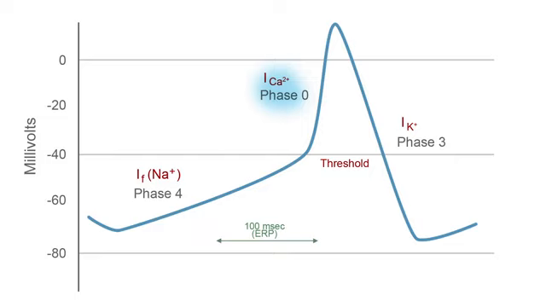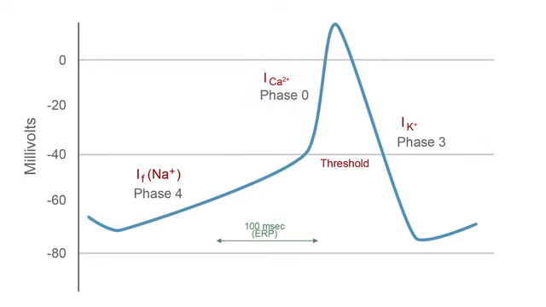So let me repeat that. Phase 0 in a pacemaker cell is due to calcium influx. Again, what caused phase 0 in that regular myocyte? It was sodium. But now in the pacemaker cells, it's going to be calcium. That's going to cause the dramatic depolarization. Now, what was calcium doing in that regular myocyte? Well, remember, it was causing that plateau phase in phase 2. But you'll notice that in the pacemaker cell, we don't even have a phase 2 or a plateau.